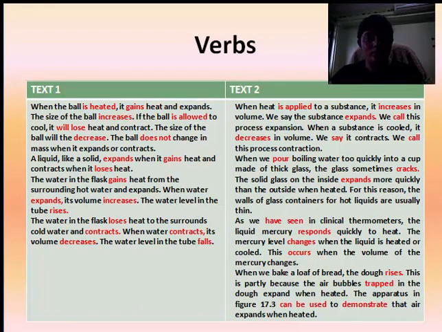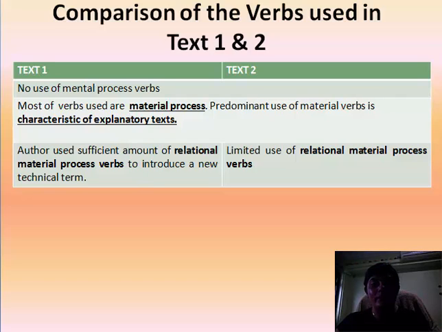I have highlighted all the verbs in both text 1 and text 2. They are in red. Let's compare the verbs used in text 1 and text 2. Both did not have any mental process verbs such as recall or let us look at, whereas they both had lots of material process verbs, which are the key features of explanatory text.